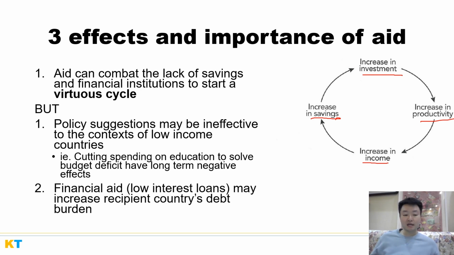Second thing, the financial aid in the form of low interest loans. So for example, Japan giving concessional loans to developing countries, China giving loans to fund infrastructure projects in the Middle East. All of that may increase the recipient country's debt burden. And so one day they might have to pay so much interest back to the country lending the money that they no longer have funds to put into their own economy.